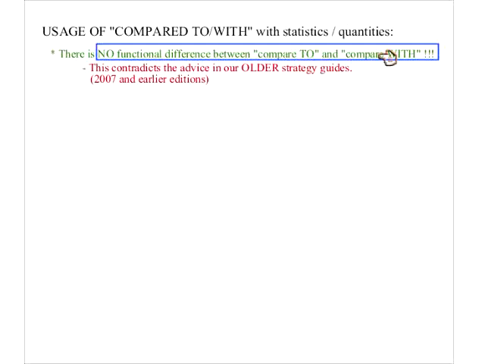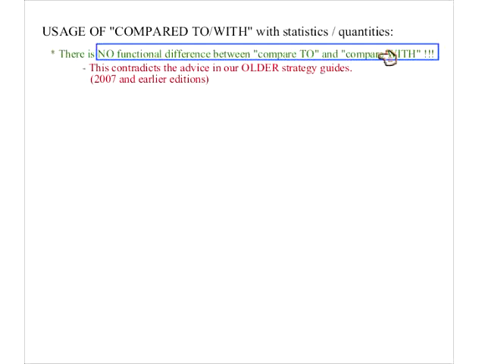So, no difference at all. If you can say compare to, you can also say compare with. If you cannot say compare to, you cannot say compare with either. Okay, smiley face if everybody understands this advice. Yes, it contradicts what we've said in our earlier strategy guides. Make sure you know it.